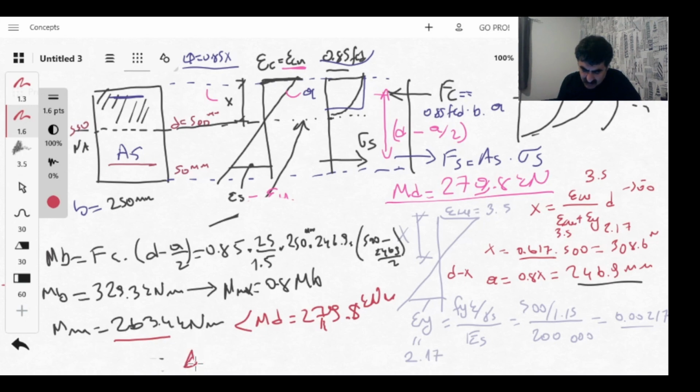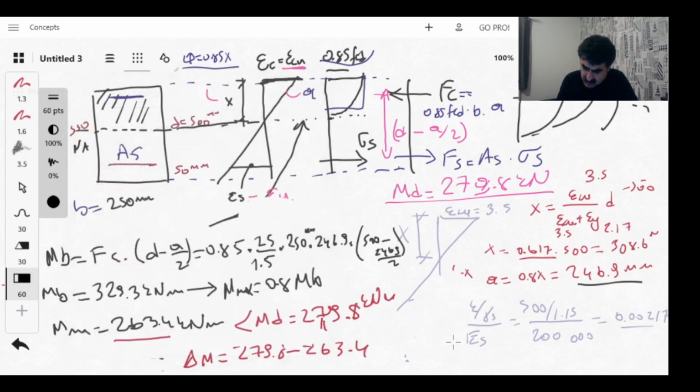So there will be a difference here. I call it delta M. So delta M will be 279.8 minus 263.4. This small amount I need to carry with reinforcement I will put in the compression region. But before this, I want to show you the second method of calculation of the balance moment, sorry, maximum moment.